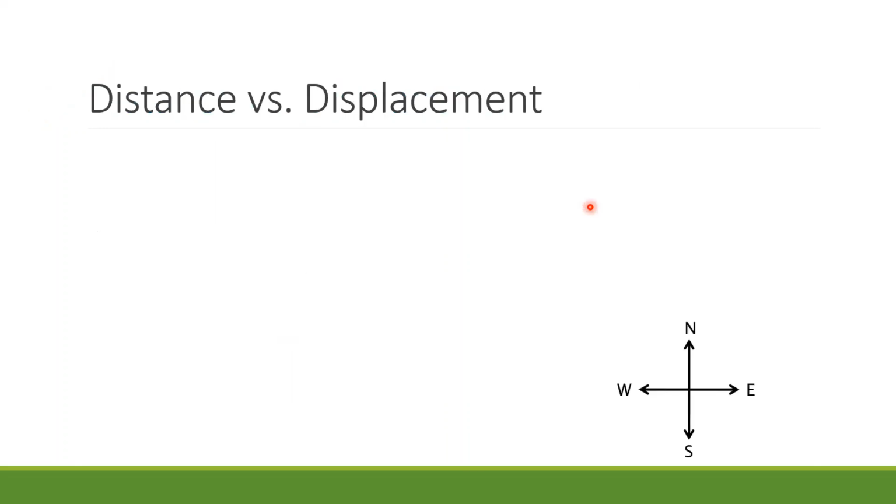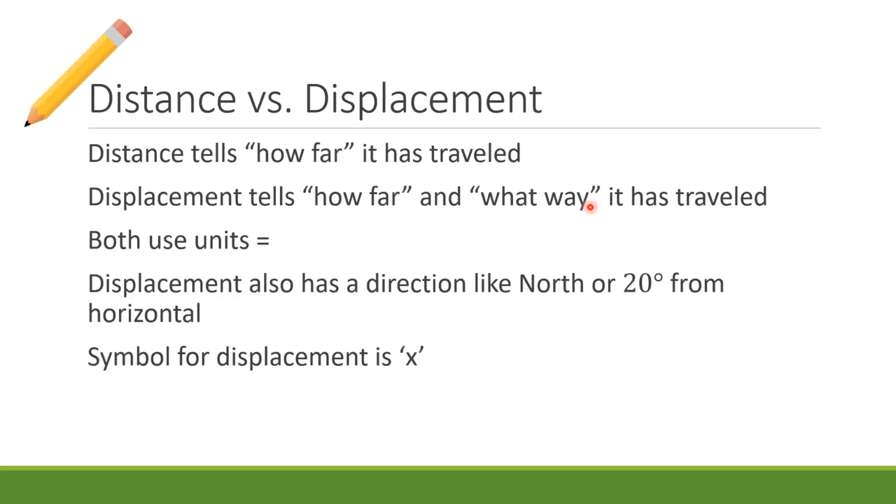This has probably got the most text on it out of any slide that you're going to be copying down today. So if you're like, oh man, there's so much to write down, don't worry, this is the biggest slide. Okay, so distance tells us how far something has traveled. Displacement tells us how far something has traveled, and what way it has traveled. So is it going north, south?